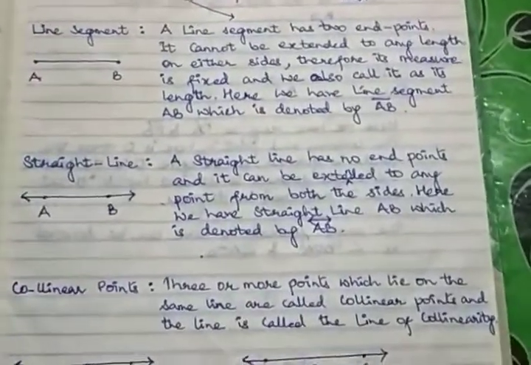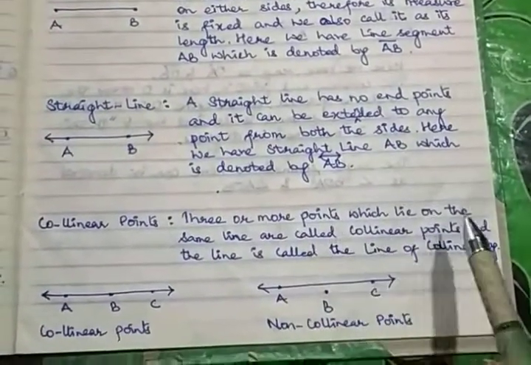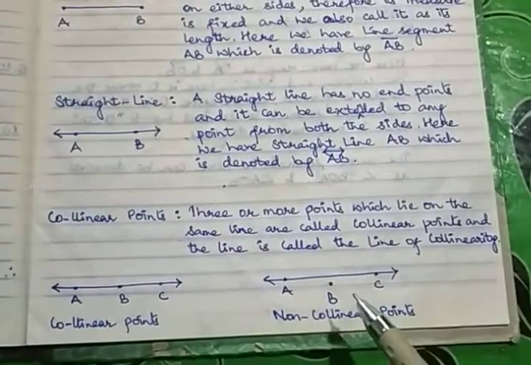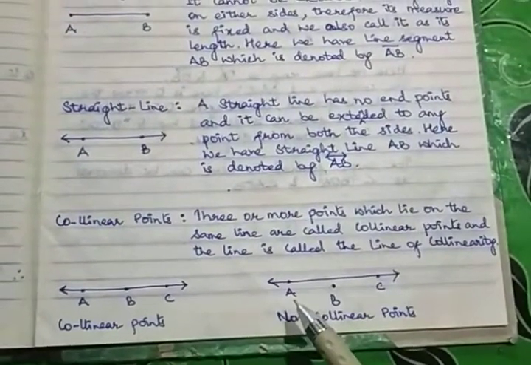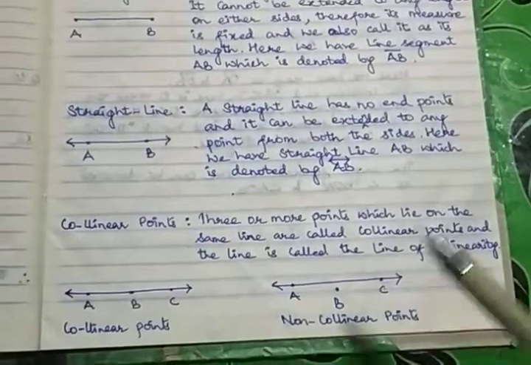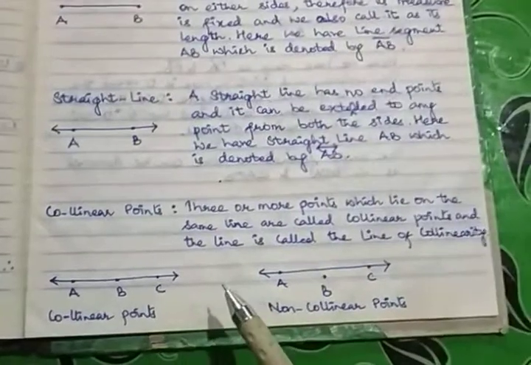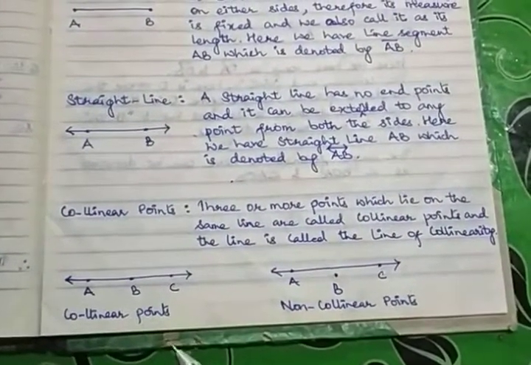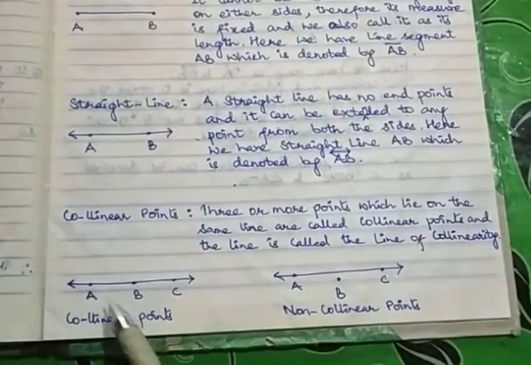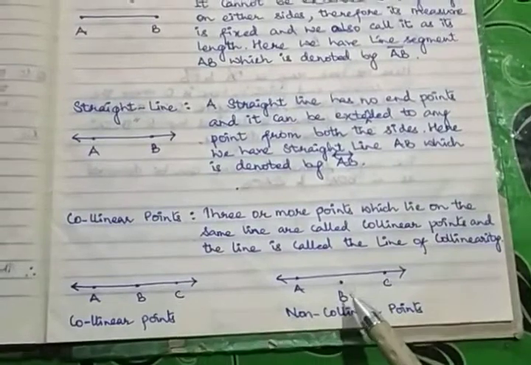Then after that come collinear points. Now see, for collinear points, 3 or more points which lie on the same line are called collinear points. Now you may say that if a line consists of all the points, then obviously they may be collinear, isn't it? But for example, for collinear points, on a straight line I have marked 3 different points A, B and C, and I have written collinear points.